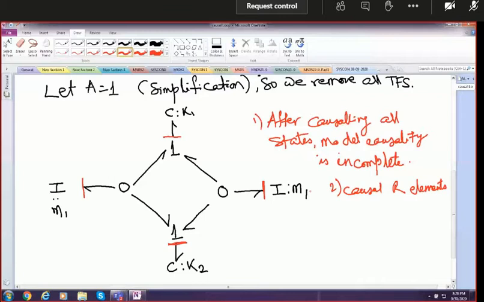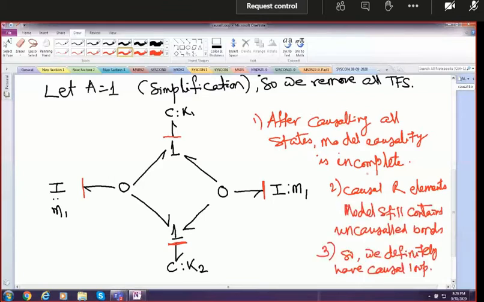So it definitely has a causal loop. If you have a causal loop, what do we do? We give arbitrary causality to internal bonds. Arbitrary causality, then propagate. So I will give some arbitrary causality, in color here. Let's say I give it here.